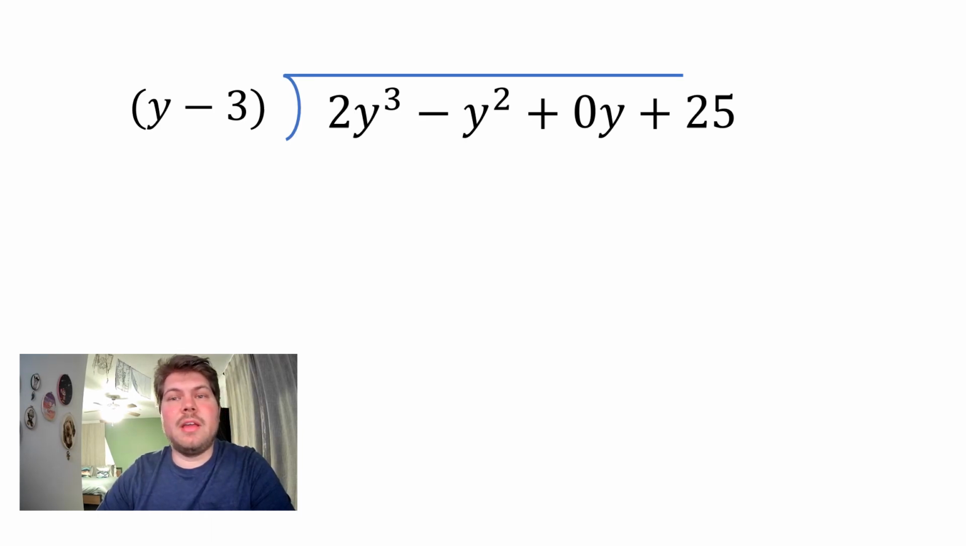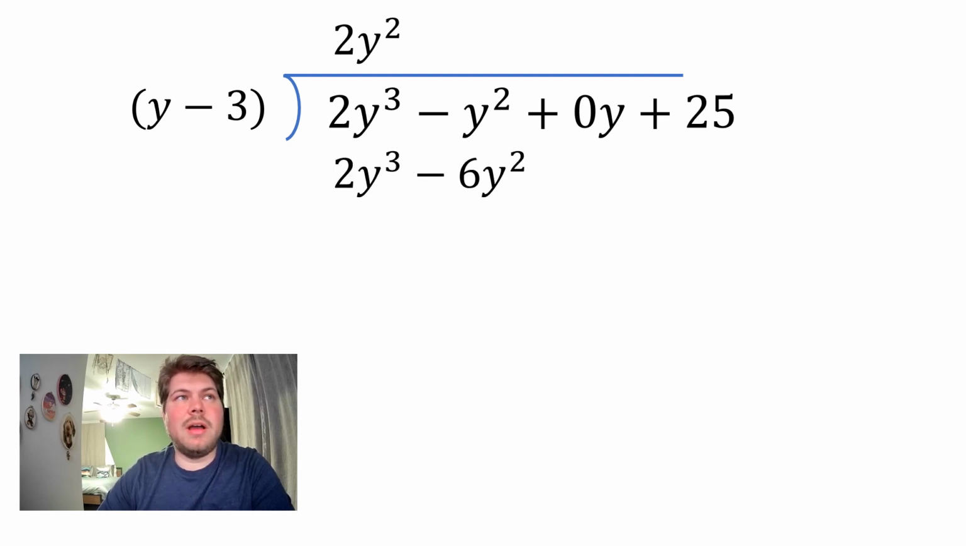So, again, we're going to divide how many times, or 2y to the third divided by y. How many times does it go into it? It goes into it 2y squared amount of times. So we're going to multiply that to y minus 3, and we get 2y to the third minus 6y squared.